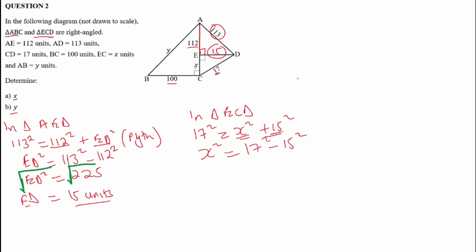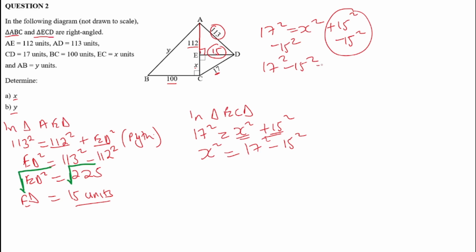Just remember that if we have 17 squared is equal to x squared plus 15 squared, you subtract 15 squared this side, you subtract 15 squared this side, this will give you 0. You remain with 17 squared minus 15 squared is equal to x squared, which is just the same as this. And then 17 squared minus 15 squared is equal to 64. So x squared is equal to 64.